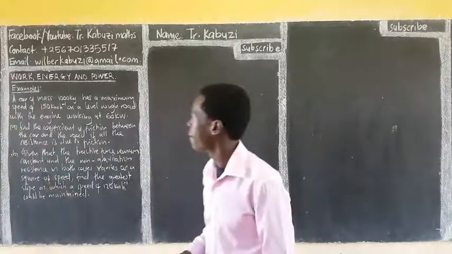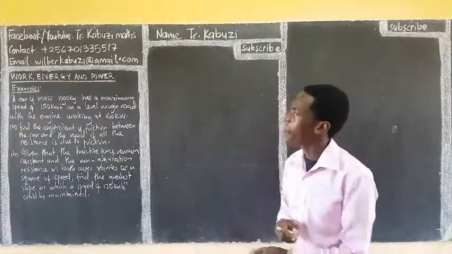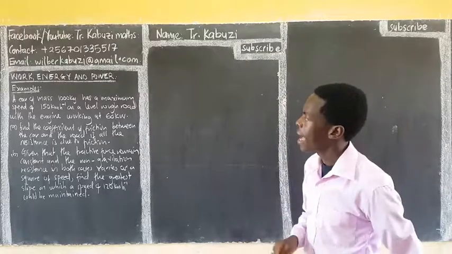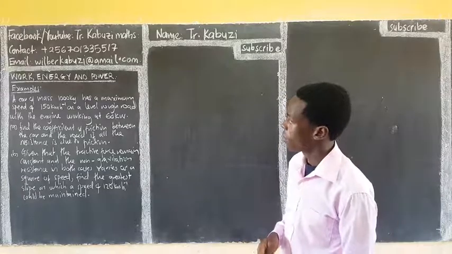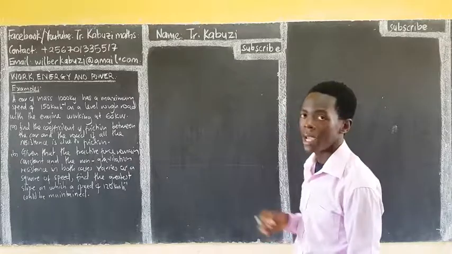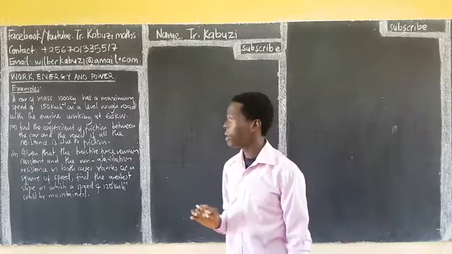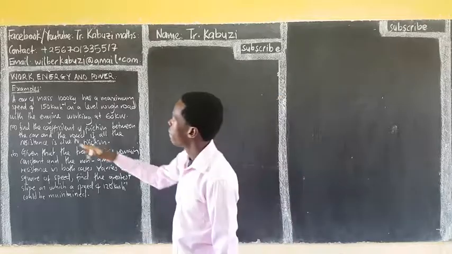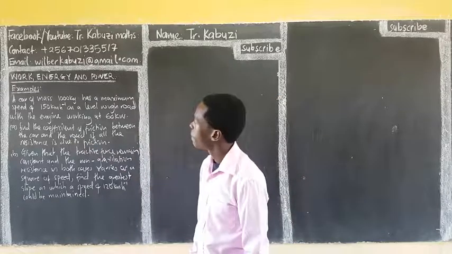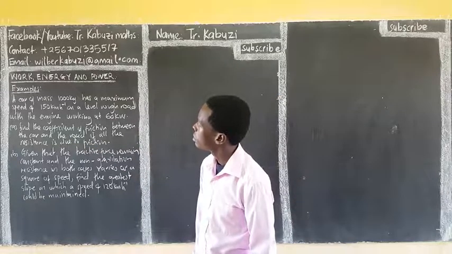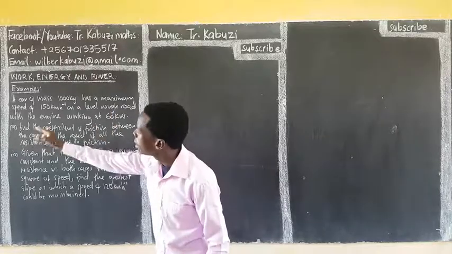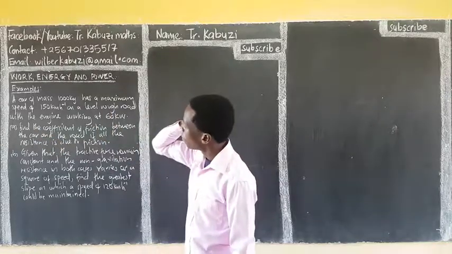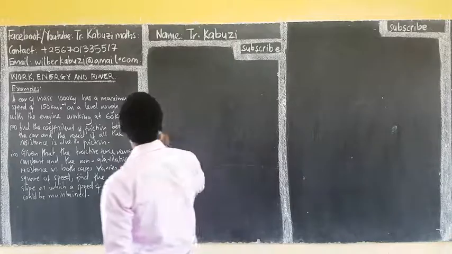Okay, let us see this example about power. A car of mass 1,000 kilograms has a maximum speed. Remember, maximum speed means acceleration is 0. A maximum speed of 150 kilometers per hour on a level, rough road with the engine working at 60 kilowatts, so they are giving us power.